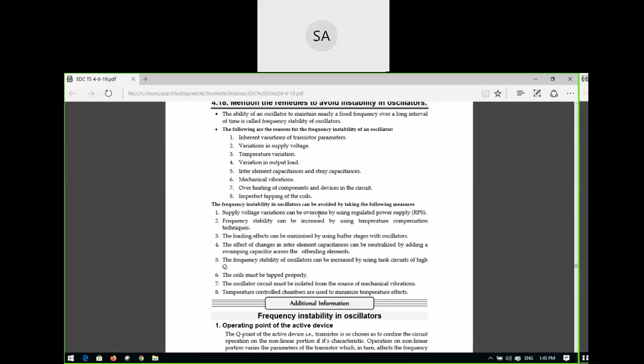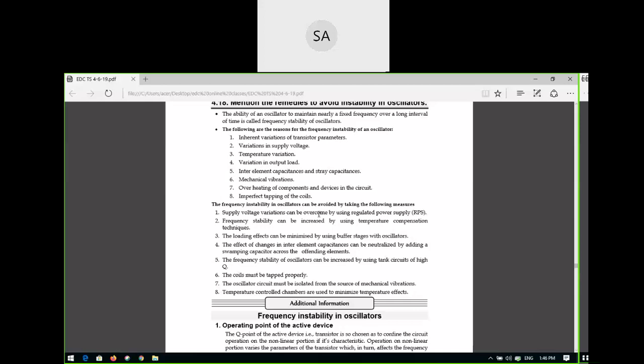What are the major reasons for frequency instability, that is, frequency fluctuations, in an oscillator? The first one is changes in transistor parameters. What does that mean? If your beta value changes, the transistor value changes. If VBE changes, the transistor amplification changes. So IC changes, that is, temperature changes, and that will change the output value also. So that is the major effect.